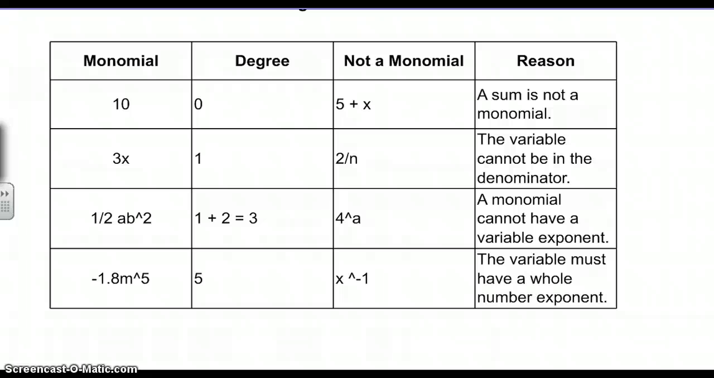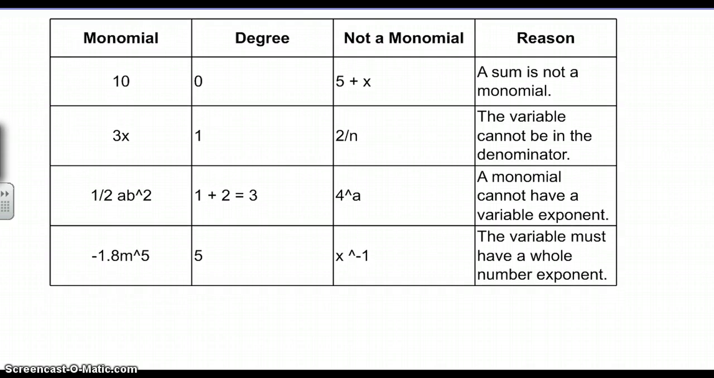Now what's not a monomial, if you look in the third column? 5 plus x: sums or differences of anything are not monomials. 2 divided by n: the variable cannot be in the denominator of a monomial, so that doesn't work. 4 raised to the a: the variable cannot be the exponent in a monomial, so that doesn't work. And the last one, x is raised to the negative 1: the variable has to have a whole number exponent. And remember, whole numbers are positive, so no negative, 0, or fractions can work here.